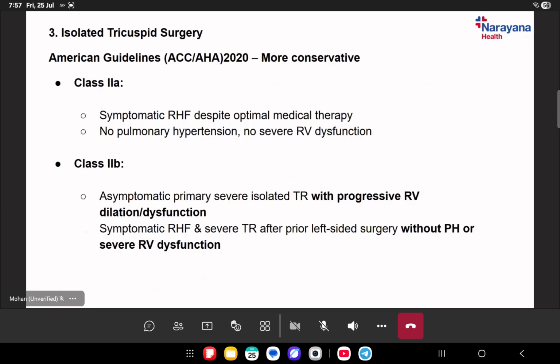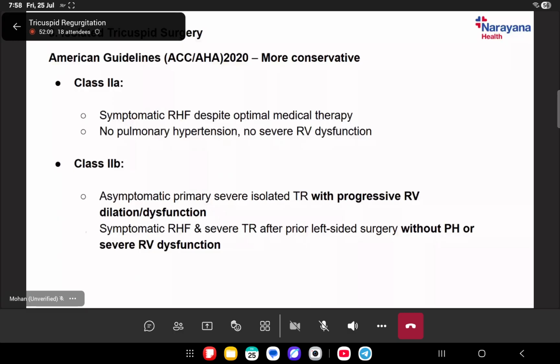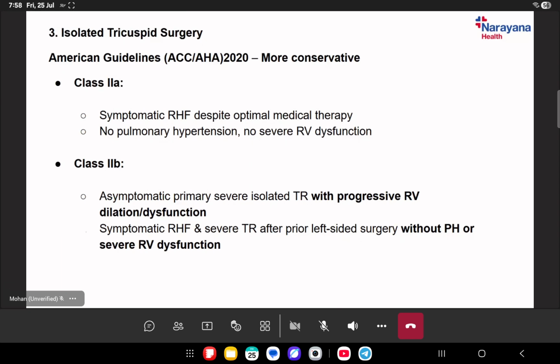Coming to ACC or AHA 2020, the AHA goes toward more conservative recommendations, in that only class 2A will have symptomatic right heart failure, with no pulmonary arterial hypertension and no severe RV dysfunction. And then class 2B is asymptomatic primary severe TR with progressive RV dysfunction or dilatation.